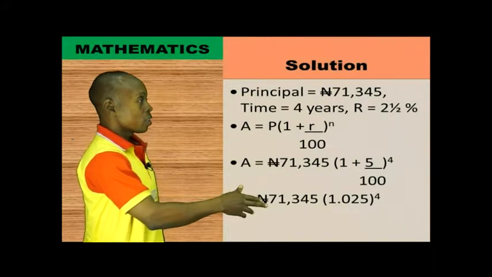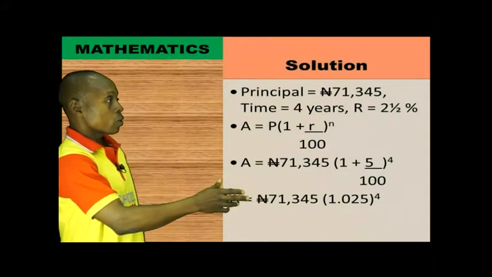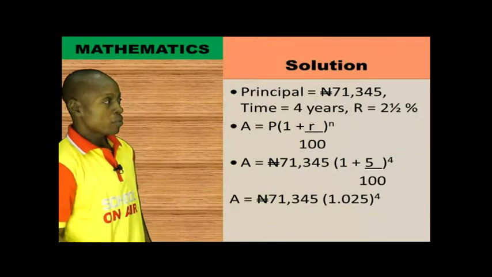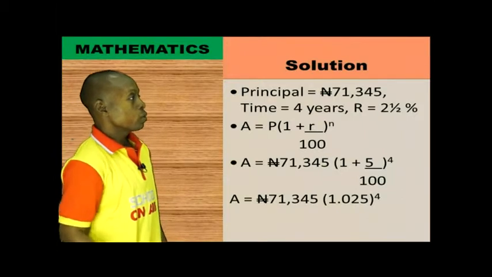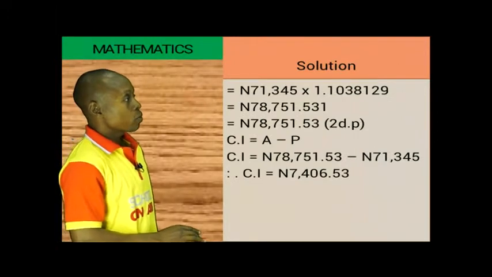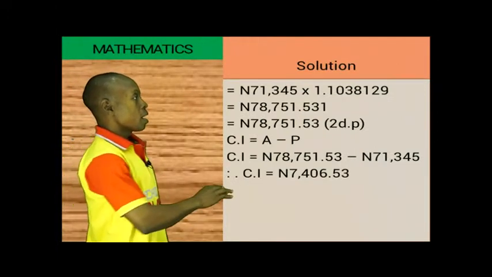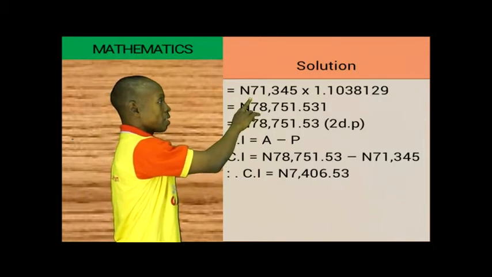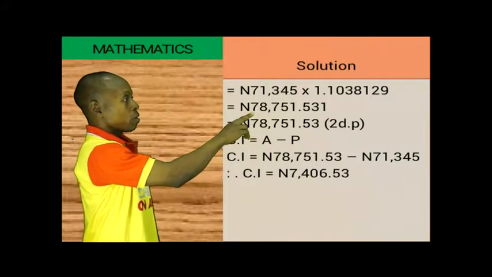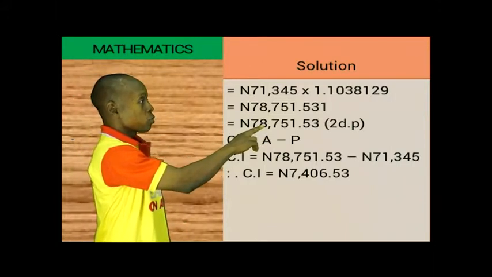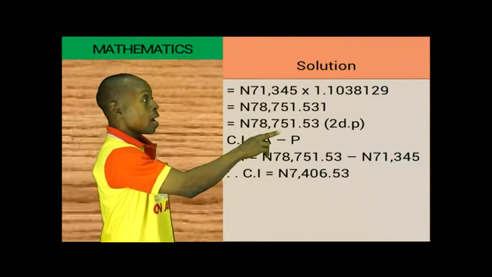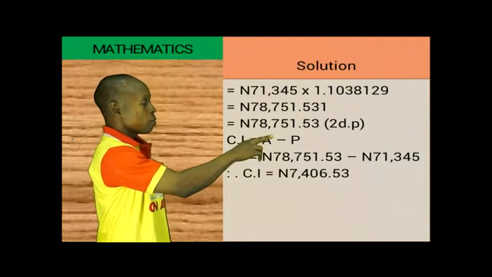So you have the amount is equal to 71,345 naira into (1.025) raised to power 4. When you raise that to power 4, I told you that you will get 1.1038129, and when you multiply by 71,345, you have 78,751 naira 53 kobo. When you approximate to 2 decimal places, you have 78,751 naira 53 kobo.